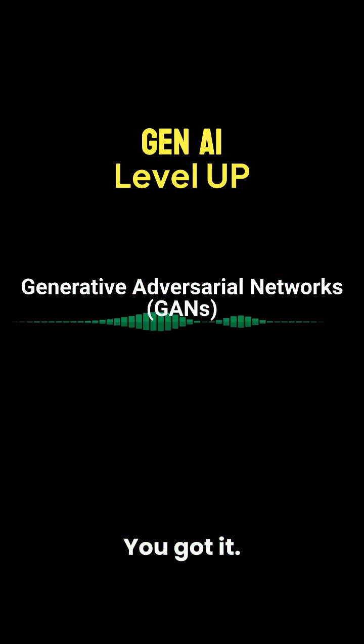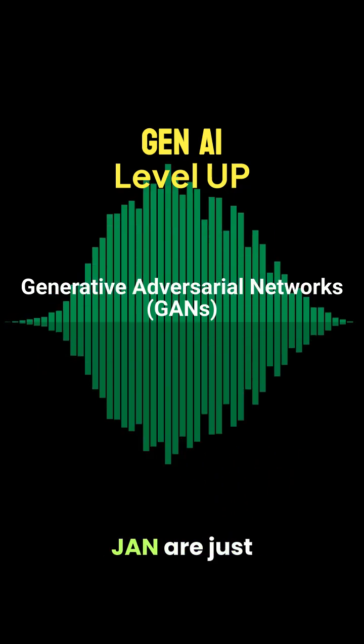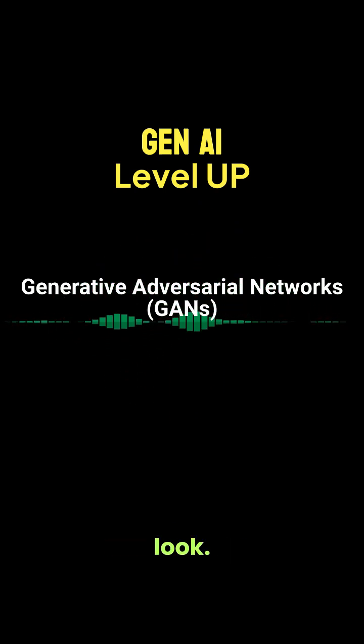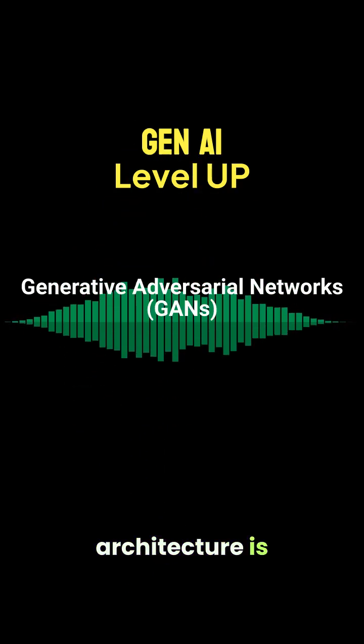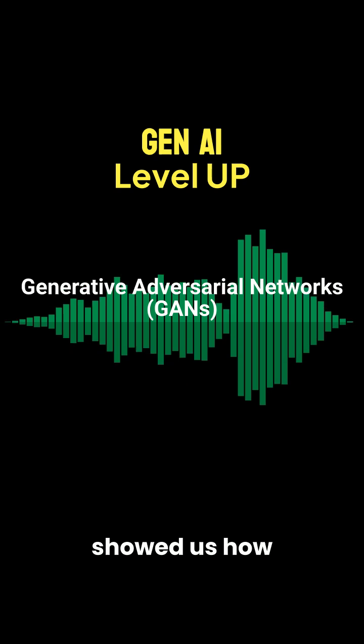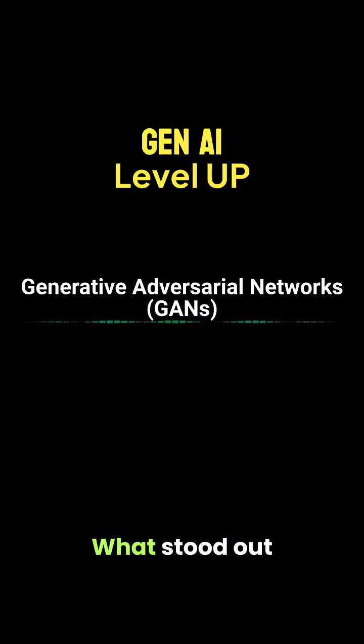You got it. The results are seriously impressive. The images from the CNN-based GAN are just next level when it comes to detail and how realistic they look. It shows how important that GAN architecture is for the final product. Makes sense. So figure 2 showed us how varied and lifelike GAN-made images can be. What about figure 3? What stood out there?